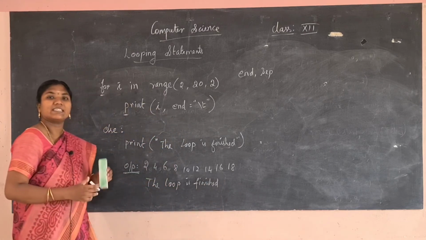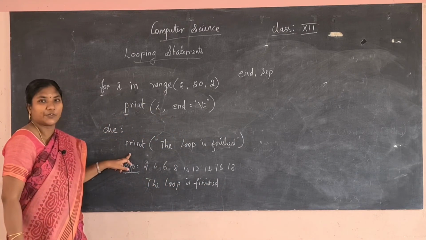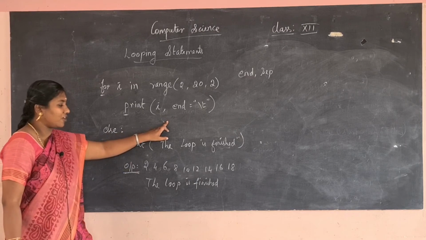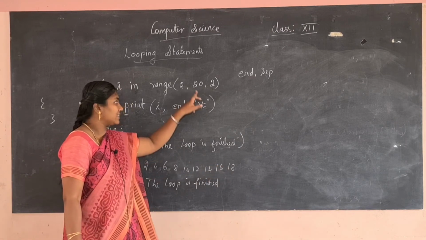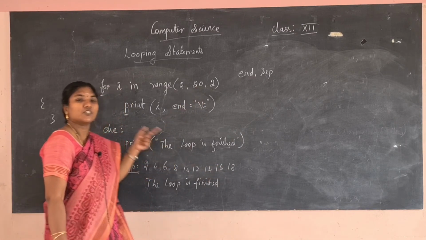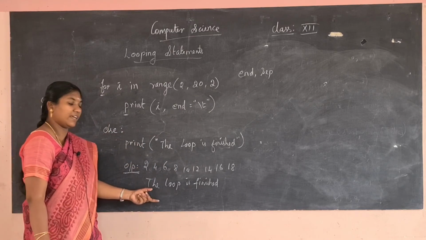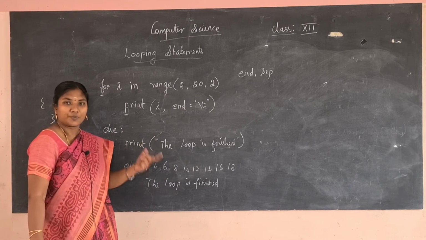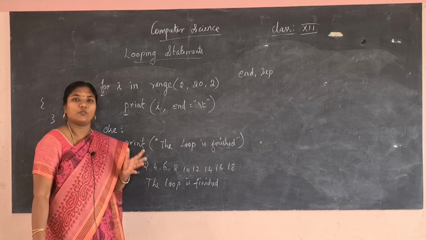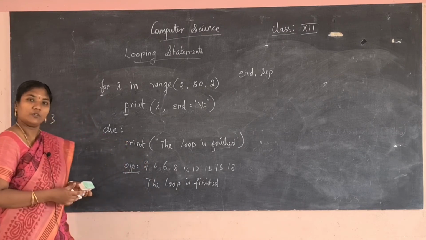When the condition gets false, the else part will be executed. So when does the condition get false? After 18, when it gets to 20, the condition gets false. So the statement in the else block will be executed. The else part is optional. If you want, you can give it. Otherwise, you need not.